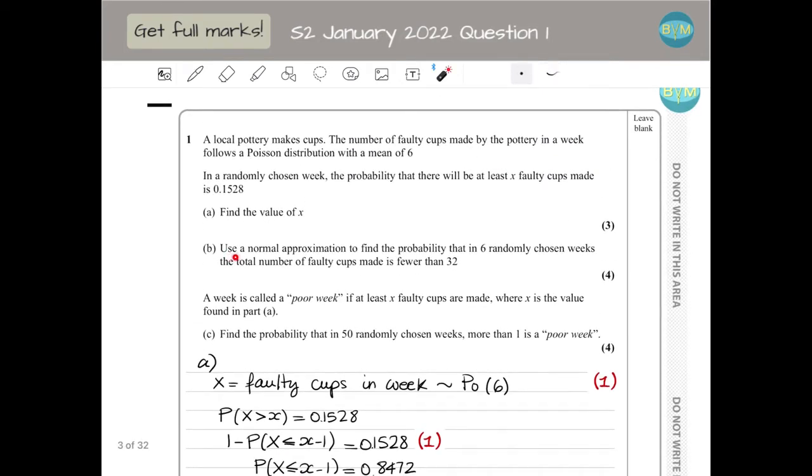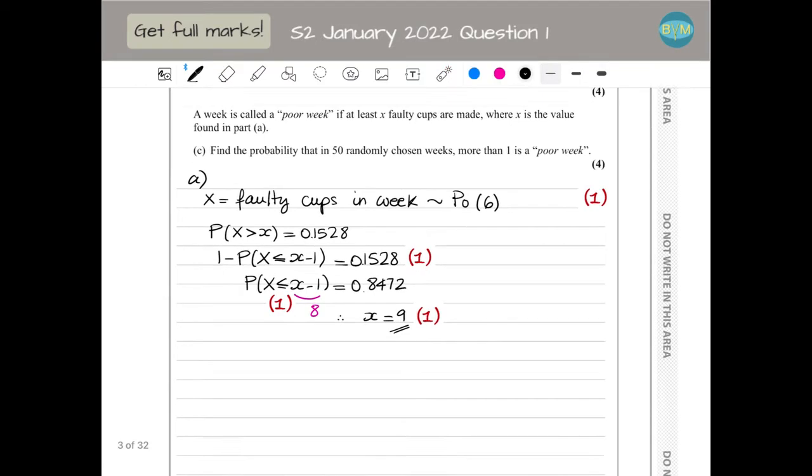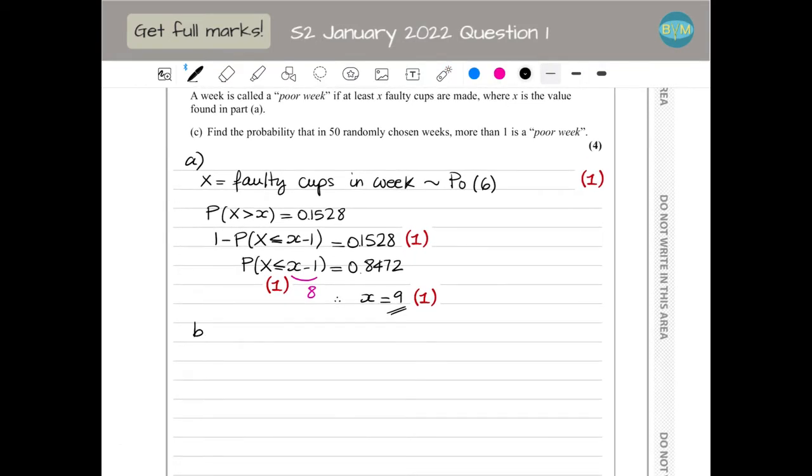Then the second part, they say use a normal approximation to find the probability that in 6 randomly chosen weeks the total number of faulty cups made is fewer than 32. So we had faulty cups per week. Now we have faulty cups per 6 weeks. So that means we have a new variable, and I'm going to call it X prime, for example, that is faulty cups in 6 weeks. So if in a week I have 6 faulty cups, in 6 weeks I will have 36. So this is a Poisson 36.